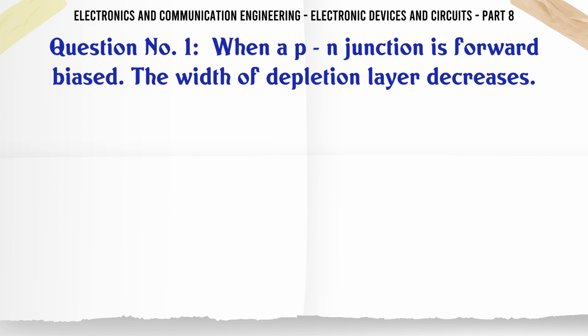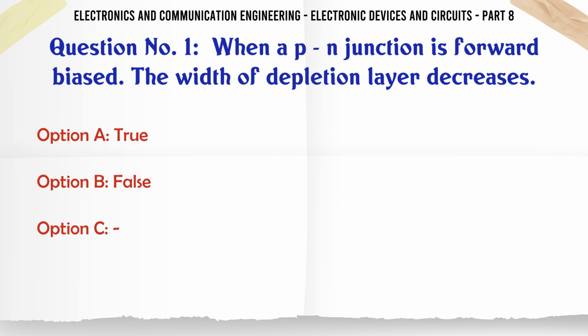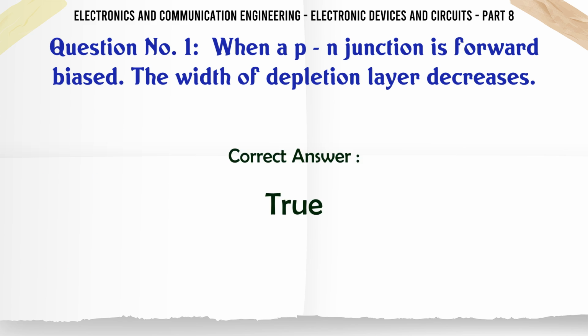When a P-N junction is forward biased, the width of depletion layer decreases. A. True. B. False. C. D. The correct answer is true.